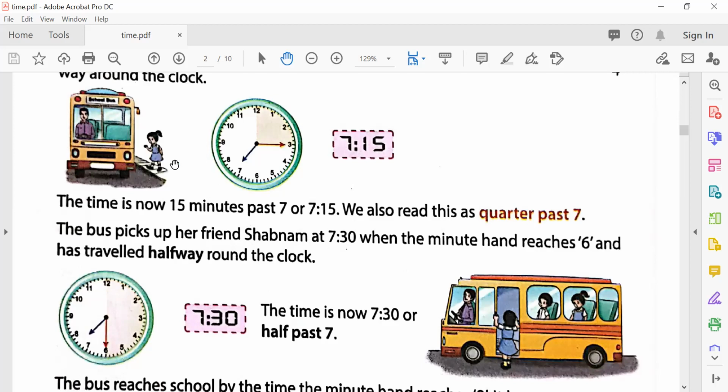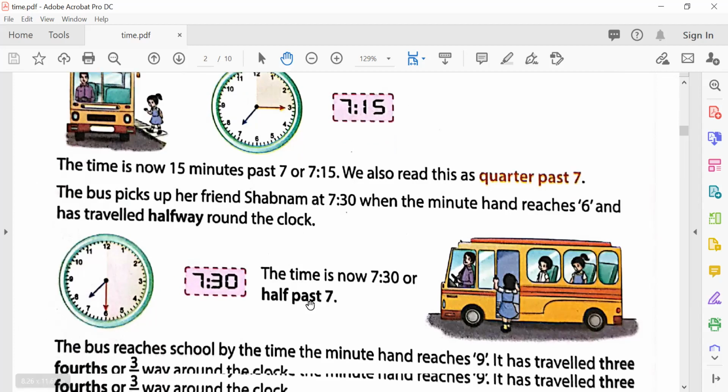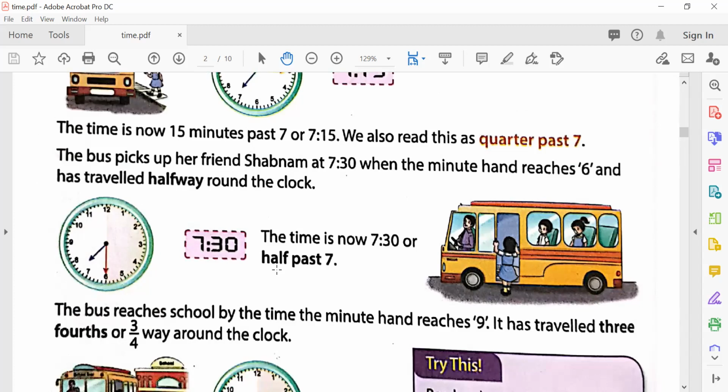Now the bus has picked her up, and then he goes to Shabnam's house, Shabnam's bus stop, and picks her up at 7:30, when the minute hand reaches 6 and has traveled halfway round the clock. So the bus picked her up at 7:15, and it took another 15 minutes to go to Shabnam's house. So what is 7:30? It is half past.